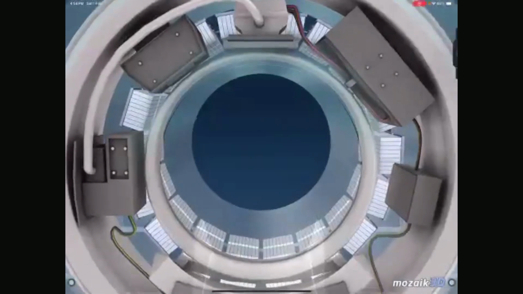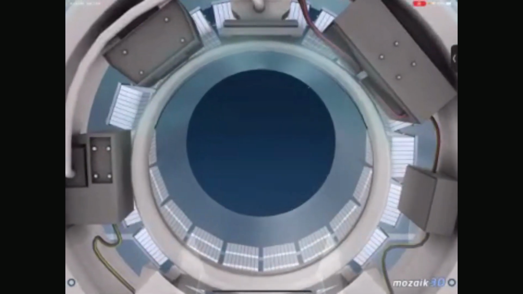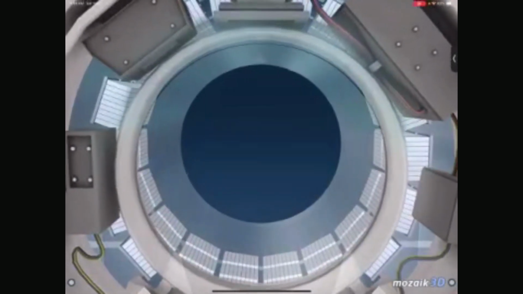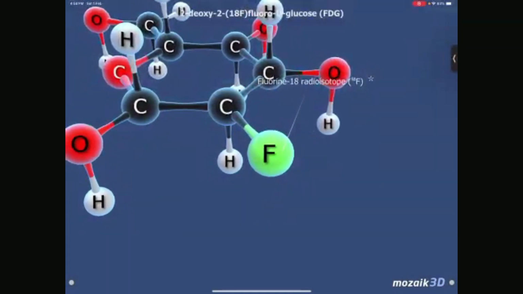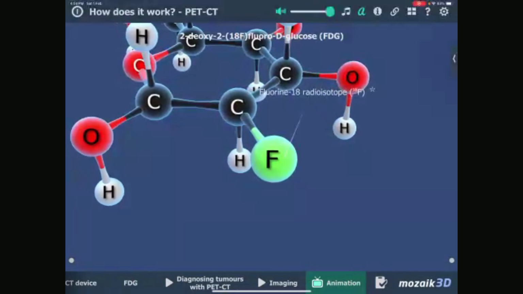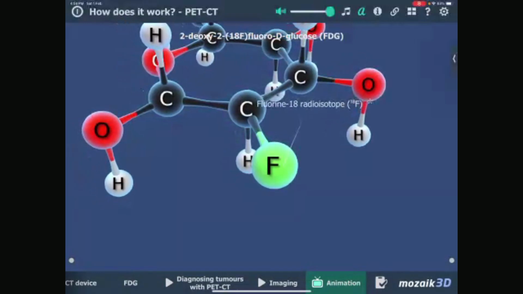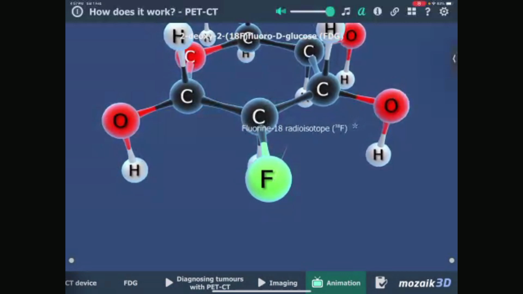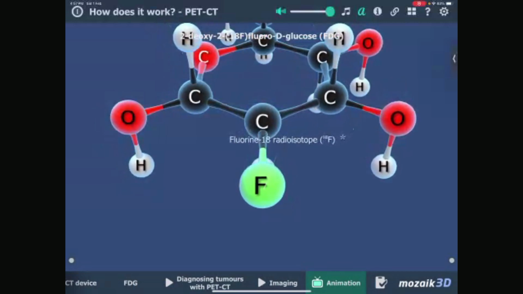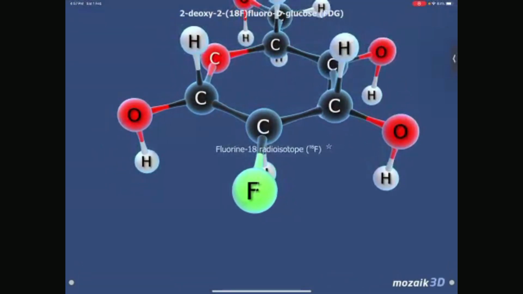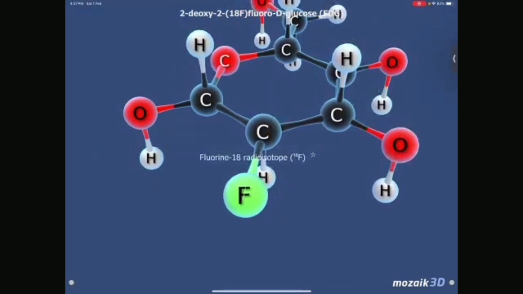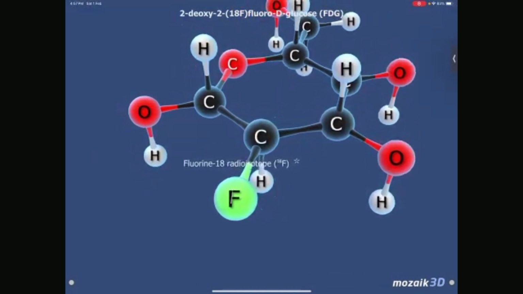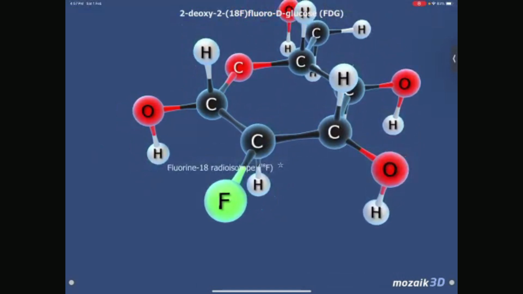The CT and PET scans are done simultaneously, so there's no need to change the patient's position. Fluorodeoxyglucose, or FDG, is a fluorine isotope attached to this molecule. It is commonly used in PET scans. FDG accumulates in tissues where glucose uptake is increased, in other words, where significant metabolic processes take place.